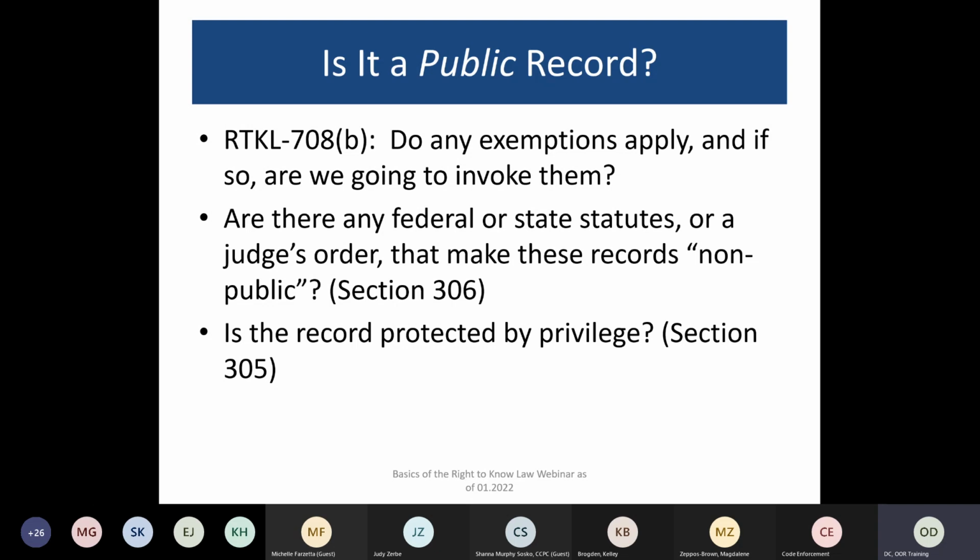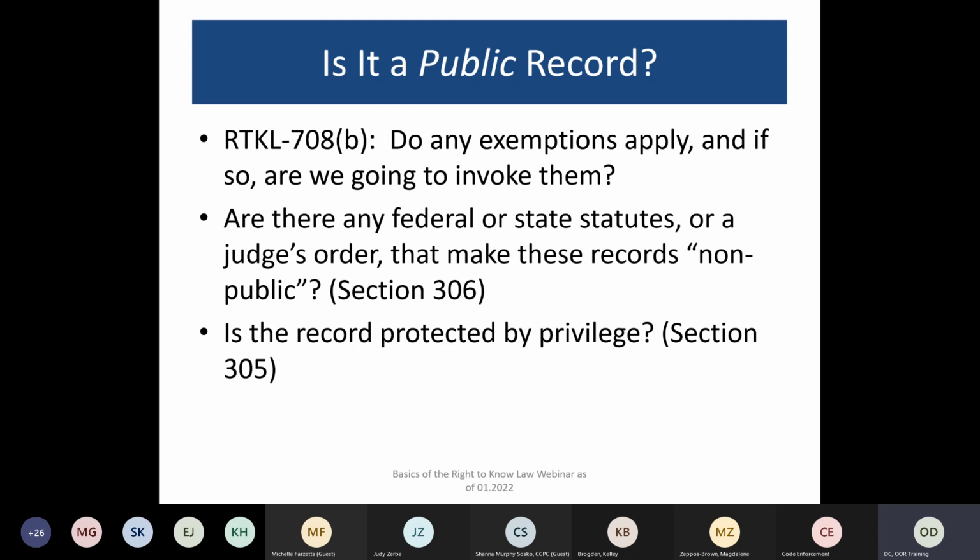And here we have to answer the question, are there any federal or state statutes or a judge's order that make the records non-public? In the right to know law, you refer to Section 306. But basically, to paraphrase here, what it's saying is that if there are any other laws that say a record is confidential, then that law trumps the right to know law. It supersedes the right to know law. And usually these other laws remove the discretion that you would otherwise have with the right to know law. Remember, the right to know law is not a confidentiality law. It doesn't mandate any records to be confidential. However, it does defer to any other laws that do.